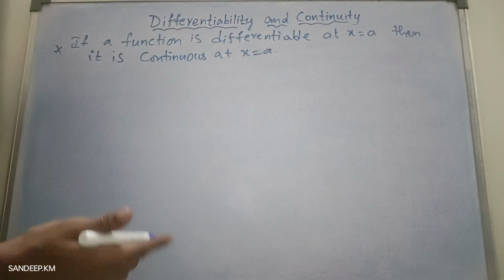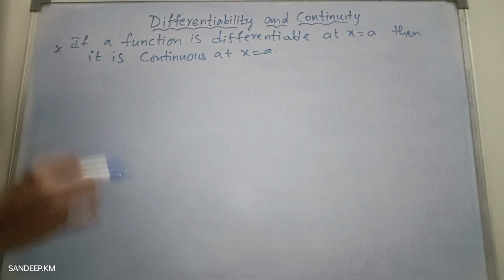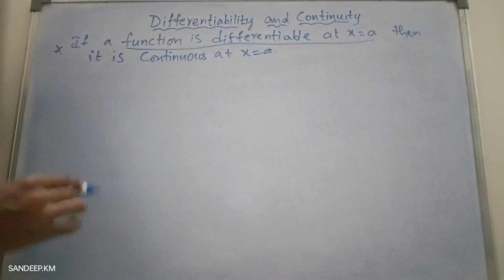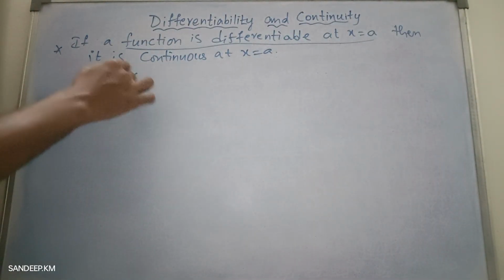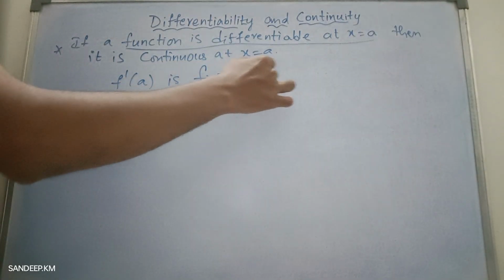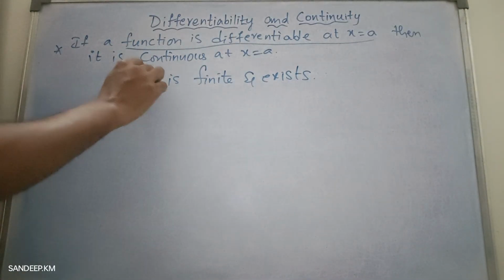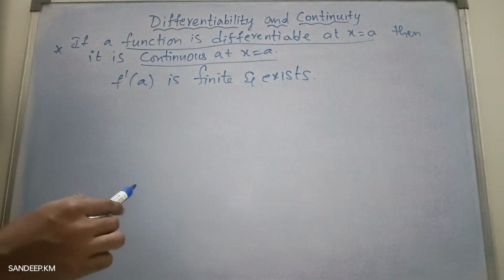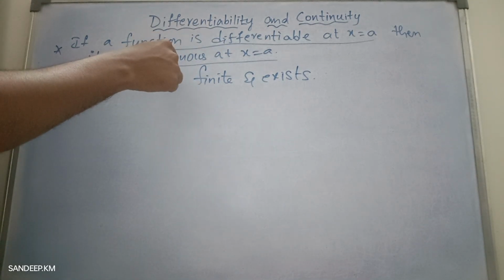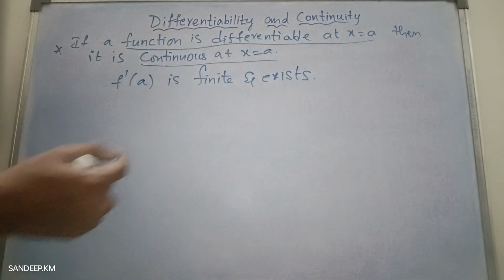If you want me to prove this, please observe that the function is differentiable at x is equal to a. What is the meaning of it? It means that f dash of a is finite and it exists. And what you are supposed to prove here is that it is continuous at x is equal to a. If the function is differentiable at x is equal to a, then we have to prove that the function is continuous at x is equal to a. Let us see how to prove it. A simple proof itself, so I am giving it.